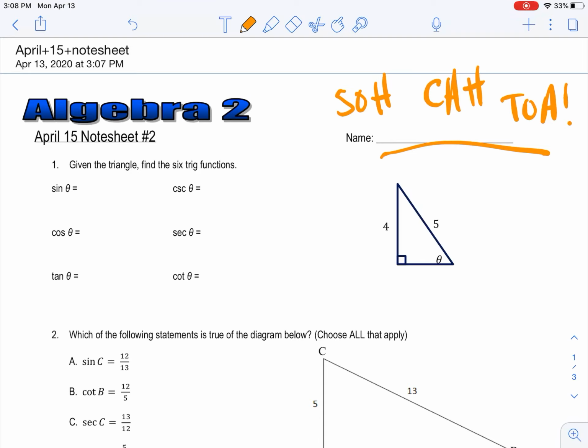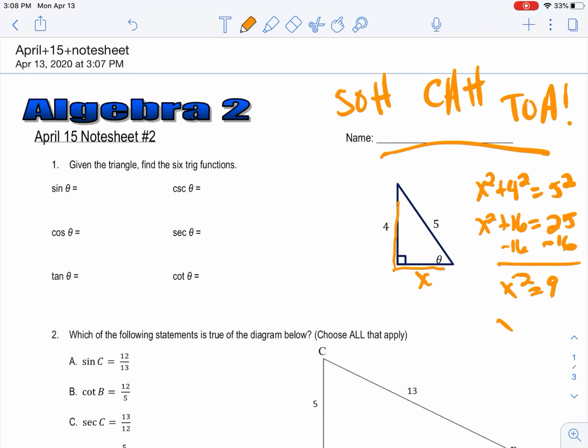Alright, so to find all the 6 trig functions on this triangle, we have to find the other side. This is a triangle that's going to be very common, so hopefully we will memorize this one soon. For that missing side, you put the two sides together that have the right angle. So we have x squared plus 16 equals 25. Subtract 16 from both sides. X squared equals 9, so x equals 3.